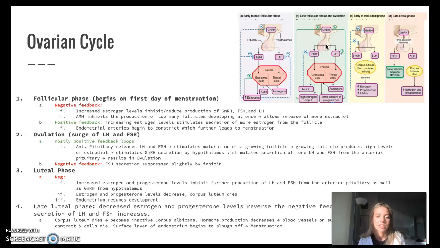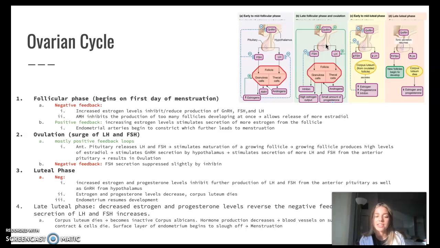To circle back, during the ovulation phase, there is some negative feedback occurring. FSH secretion is suppressed slightly by inhibin, another hormone that's produced. Next, moving on, we go to the luteal phase, and this consists of primarily negative feedback. Increased estrogen and progesterone levels inhibit the further production of LH and FSH from the anterior pituitary, as well as GnRH from the hypothalamus. We see estrogen and progesterone levels decreasing, and the corpus luteum dies. The endometrium resumes development at this point.